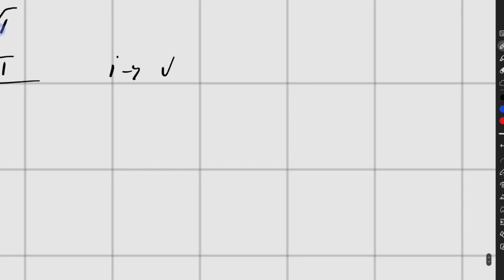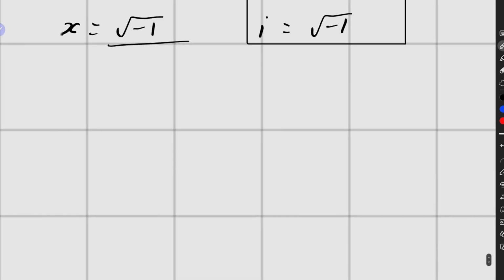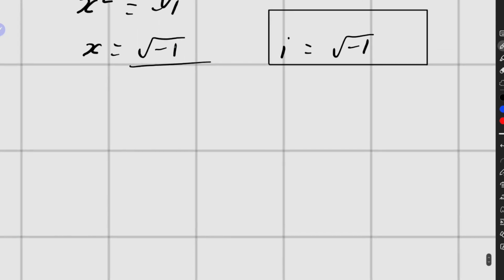But here is a quick demonstration of what the letter i is used for. So you cannot take the square root of negative 1 unless you do this. i is an imaginary number that represents the square root of negative 1. Now keep that in mind because this is important.